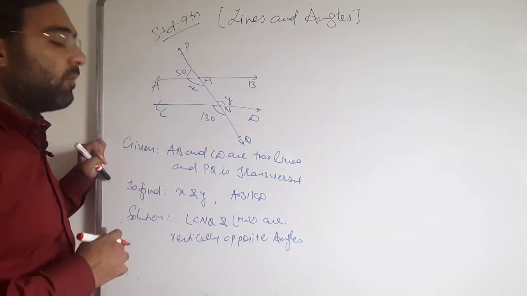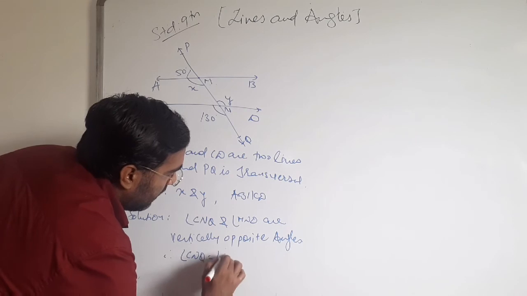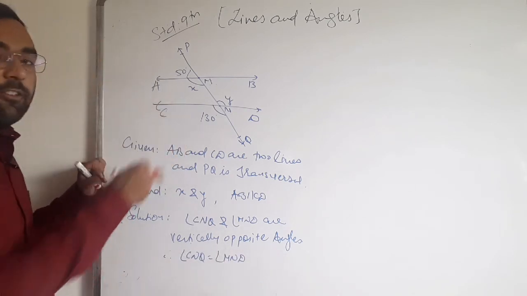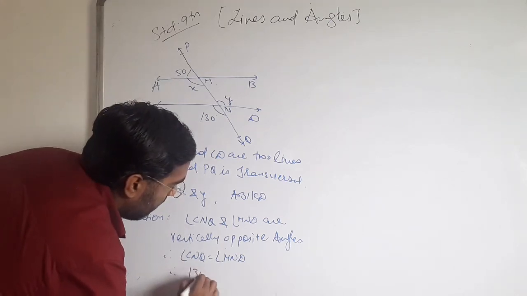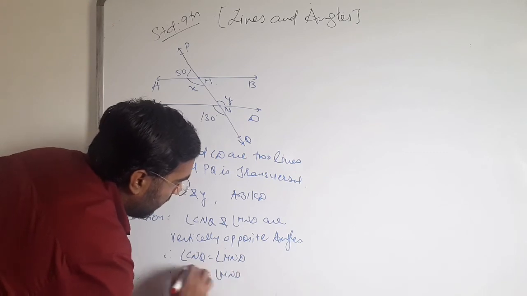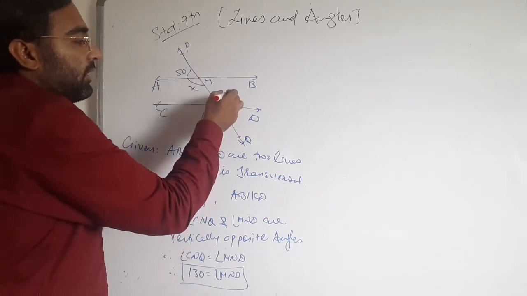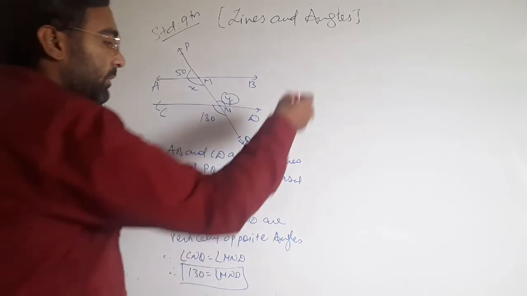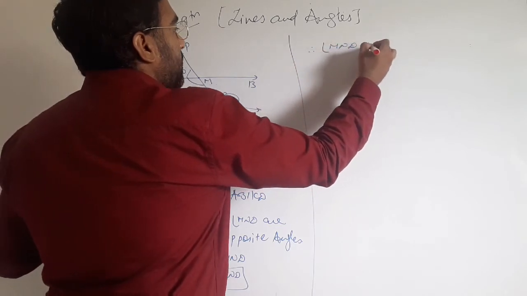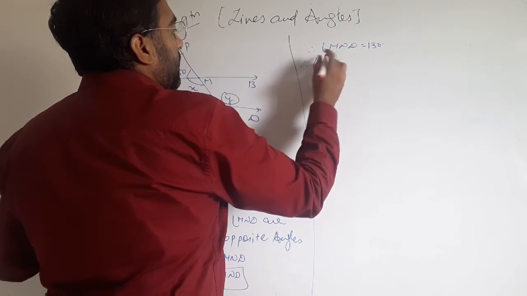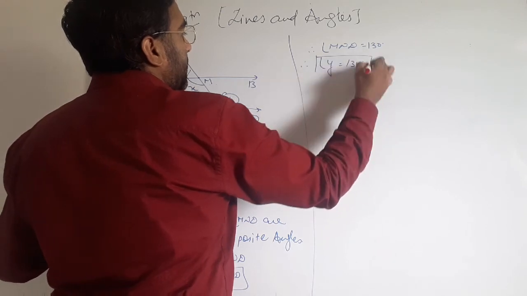Okay, so vertically opposite angles are always equal, so we have to write that therefore angle CQ is equal to angle MD. Then CQ is equal to 130 degrees, so we can write that 130 degrees is equal to angle MD. So the value of angle MD is 130 degrees, and MD is denoted by Y. So therefore angle MD is equal to 130 degrees, and so angle Y is equal to 130 degrees.